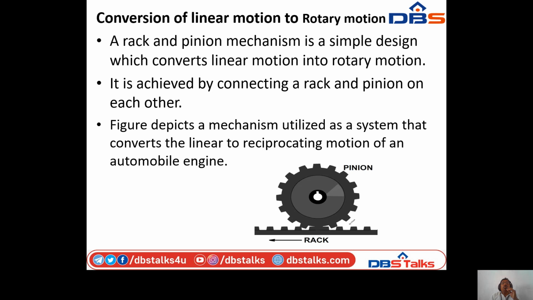Conversion of linear motion to rotary motion. A rack and pinion mechanism is a simple design which converts linear motion into rotary motion. It is achieved by connecting a rack and pinion to each other. The figure explains a mechanism utilized as a system that converts the linear to reciprocating motion of an automobile engine. Okay, it's available, you see now.